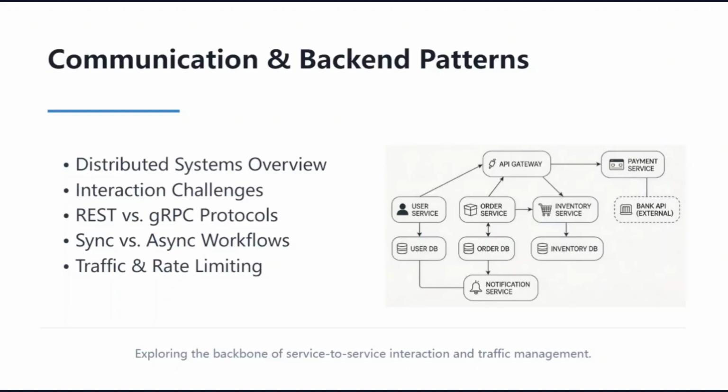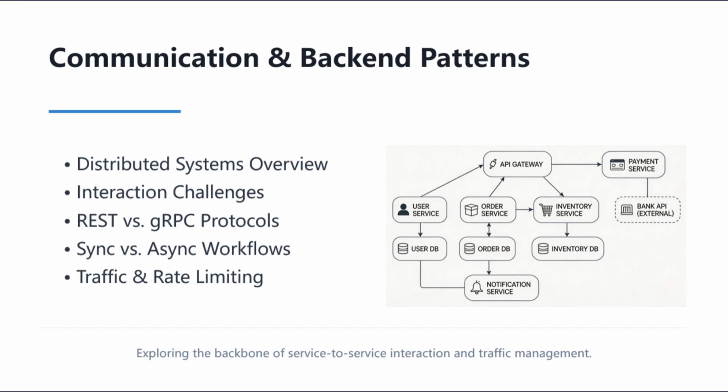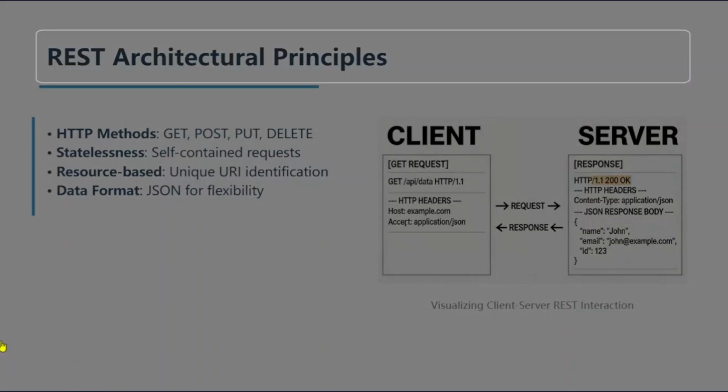Our roadmap today is comprehensive. We'll compare REST and gRPC, dive into message queues, and look at strategies like rate limiting to keep our systems healthy. This visual here illustrates the complex web of connections we'll be mastering. By the end of this module, you'll know exactly which pattern to choose for any given scenario. Let's dive in. Building on that overview, let's dive into our first major pattern: REST APIs.